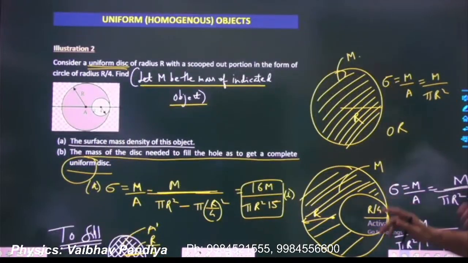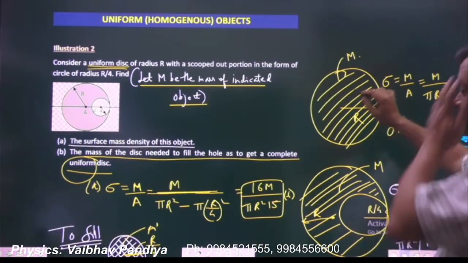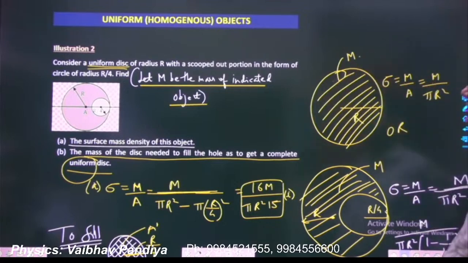So in such problems, first of all, take care whose mass is given, because that value will determine sigma, because the object whose mass is given will have its area in the denominator, the same object.